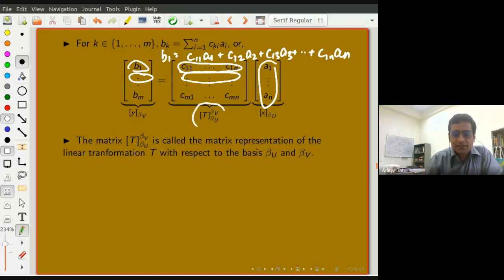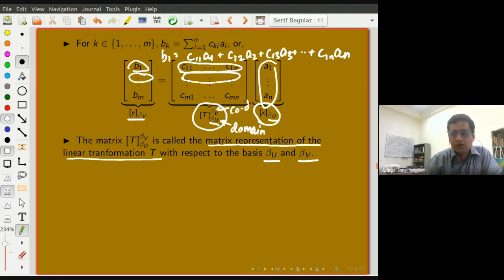Okay, so this matrix is basically called the matrix representation of the linear transformation with respect to beta u and beta v. This will be my notation. Okay, so this is the representation of my vector x in the basis beta u. This is the representation of the vector y in the basis beta v, and these two are related via this matrix. Okay, so the notation is the square bracket argument, whatever is inside is the actual linear transformation. Okay, the subscript denotes the basis that I have chosen for my domain. Okay, and the superscript denotes the basis for my codomain.